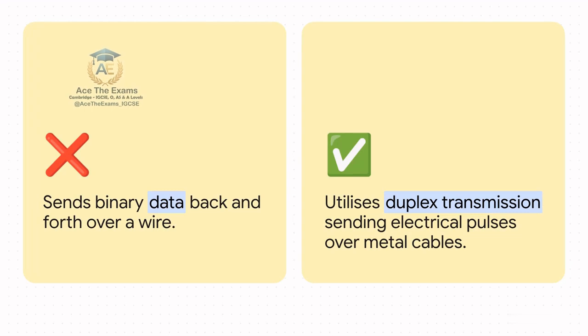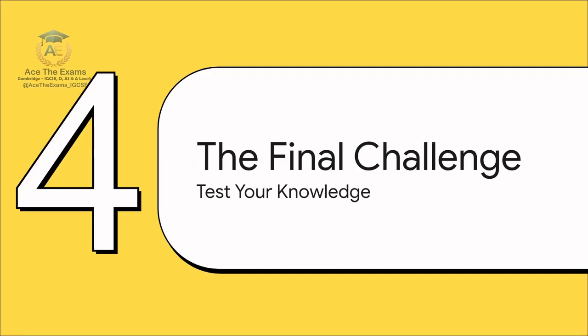Look at the difference in the top band upgrade. By specifically identifying duplex transmission instead of just saying back and forth, and calling out electrical pulses over metal cables instead of a generic wire, you perfectly describe the binary states. You are basically forcing the examiner to give you full marks. It's all about precision. Section 4.